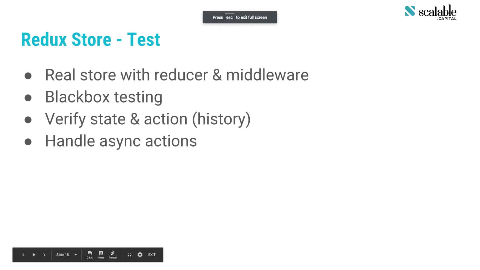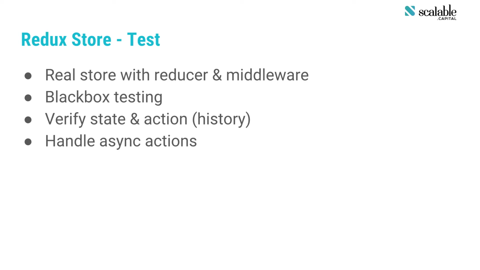To sum that all up, this is what I want to do. I want to create a real Redux store. I want to do black box testing. I don't care which middleware is used. I really don't care. I just want to dispatch an action and verify that there have been 2 state transitions and 2 actions dispatched. And because I'm doing a request to the server, that all needs to be able to work with async. So I need to be able to test an async functionality there.